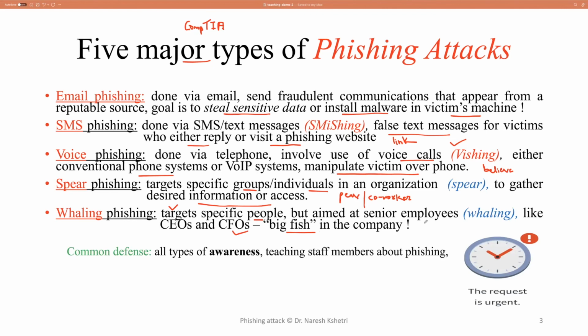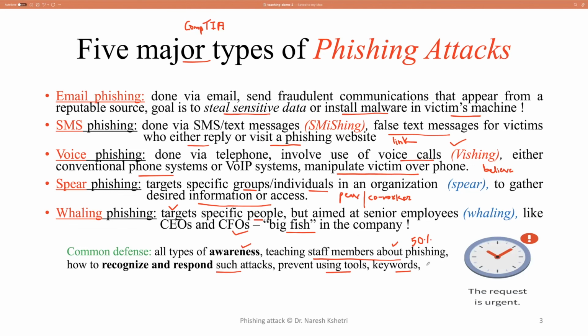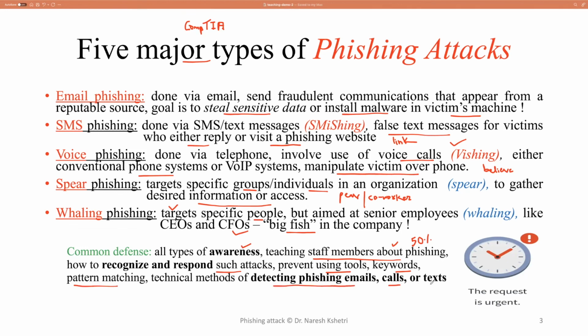So the common cyber defense between these attacks is awareness and teaching staff members about phishing. If a staff member can recognize whether this is phishing or a regular email, then it is believed that 50% of the attacks can be blocked. And there are several tools and keywords to identify whether an email is accurate or not, something like pattern matching, and how we can detect phishing emails or phishing calls, or what we call phishing texts.